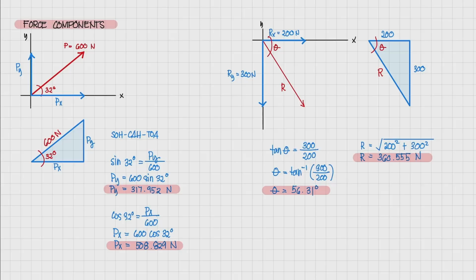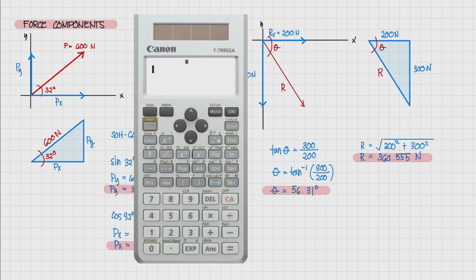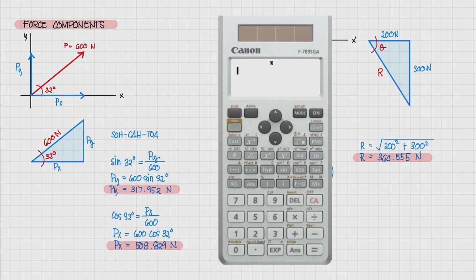So you might be wondering, is there a shortcut using our calculator? I'd like to show you how you can do this faster using your calculators. Solving for the force components using calculator techniques, you can actually use any mode. Here I'm using mode 1. We're going to consider the force P and the angle 32 degrees as your polar coordinates, the r and the theta.